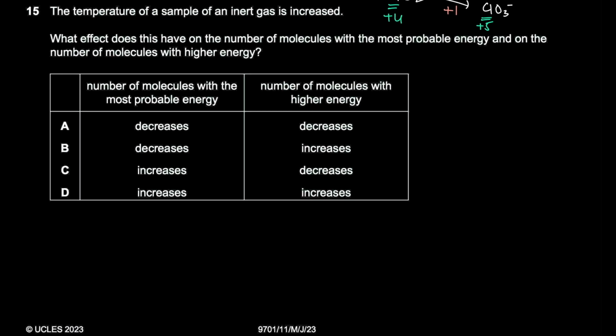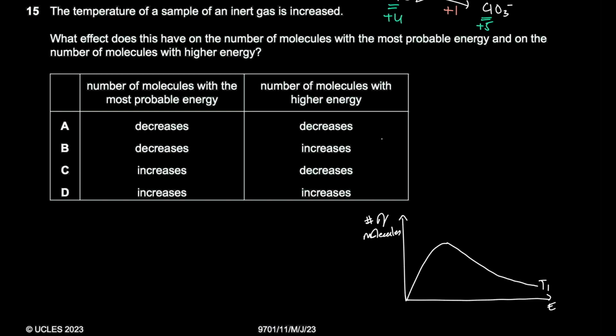The temperature of a sample of an inert gas is increased. What effect does this have on the number of molecules with the most probable energy and on the number of molecules with higher energy? Now this is about the Boltzmann distribution. We have number of molecules on the y-axis and energy on the x-axis. This is the Boltzmann distribution for a particular temperature T1. If you increase the temperature, the curve shifts to the right like this.